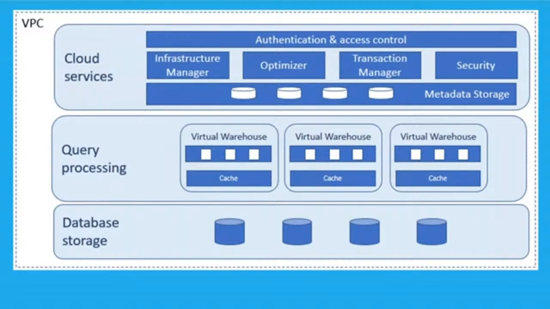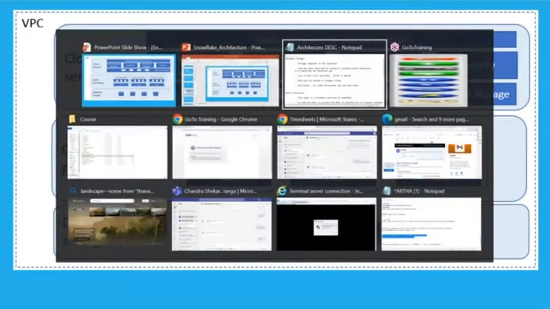So we have a cloud services layer, then a query processing layer, and then a database layer. I am repeating this because the Snowflake architecture is very important. Damn sure you will get one or two questions on Snowflake architecture in every interview, in all the companies. That's why I am repeating. Now we will discuss them one by one.